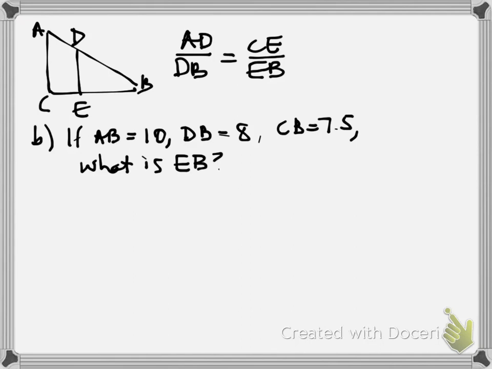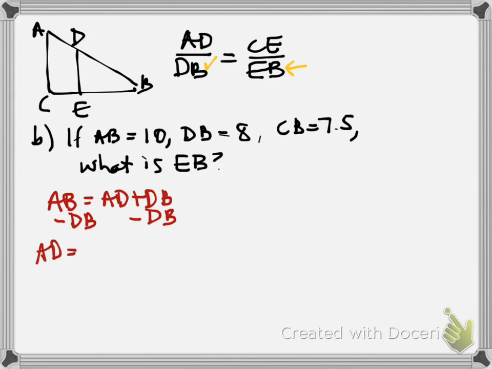When I'm looking at what they gave me, I don't have AB, but I have DB. I don't have CE, I have CB. So I only have one of the given pieces. They want me to solve for this. So my question is, how on earth am I going to change it? I've got to look at what I'm given and see what I can do with it. What I noticed is that AB is made up of AD plus DB. In my proportion it talks about AD, so if I subtract DB from both sides, that gives me the length of AD is AB minus DB.